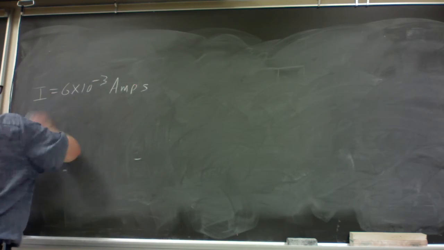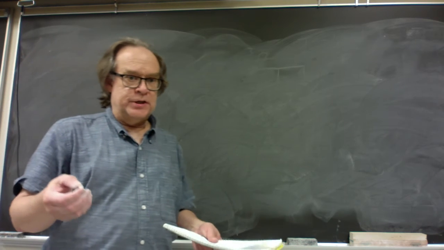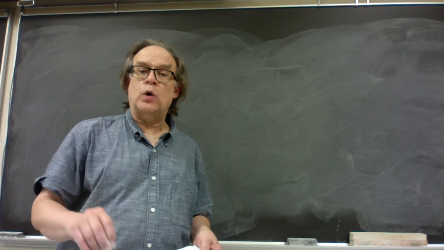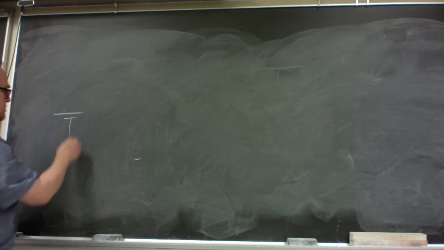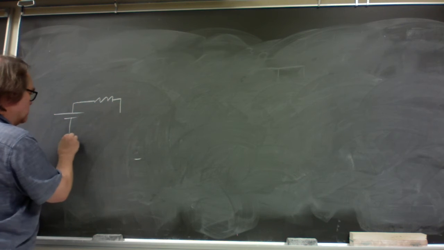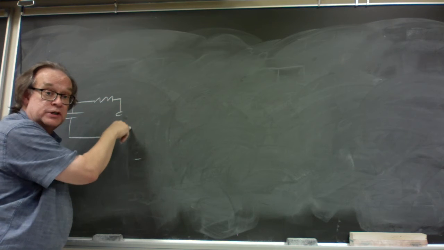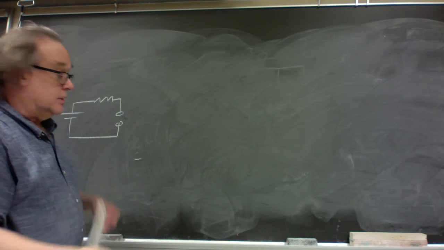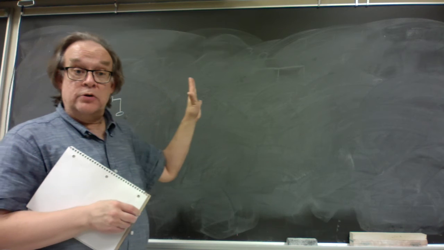And one last thing, this is just another somewhat trickier application of the ideal wire rule. Let's say here's a potential difference, and then we've got a resistor here, but it's an open circuit. There's a gap. No current can flow here. So obviously, if no current can flow here, there is no current anywhere in the circuit.